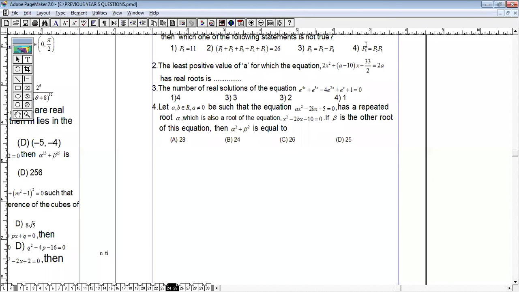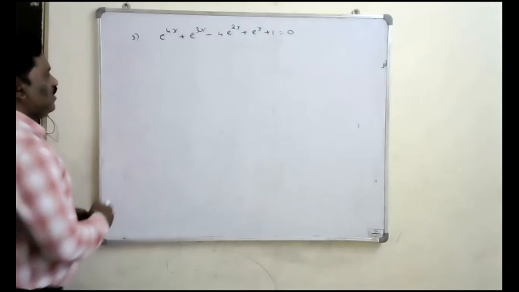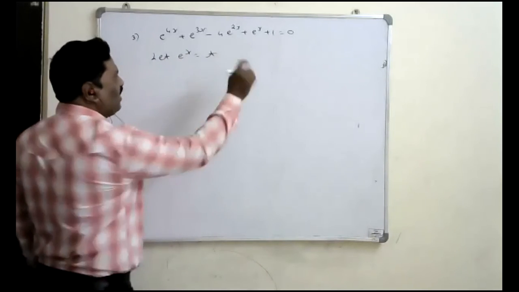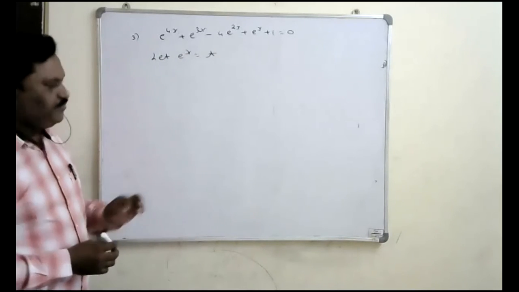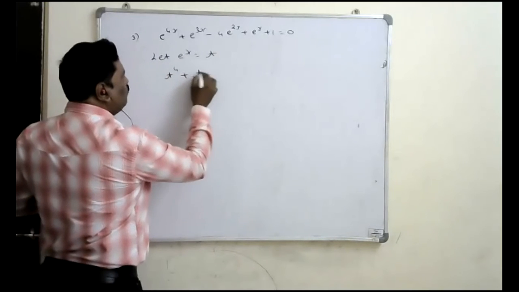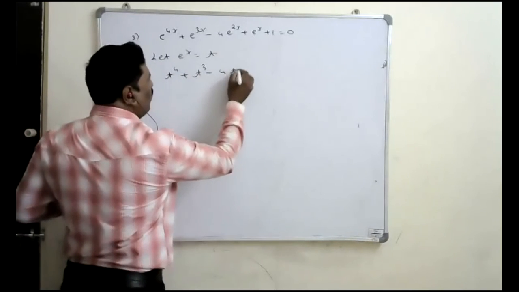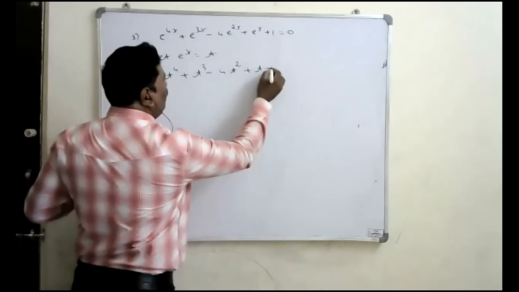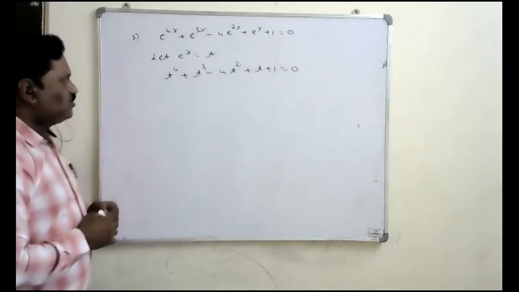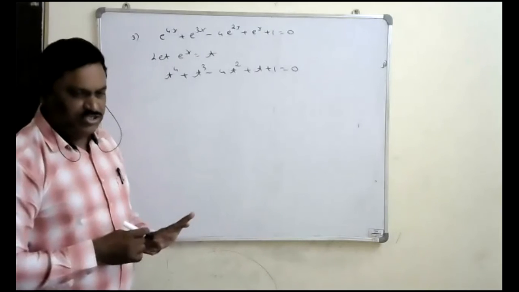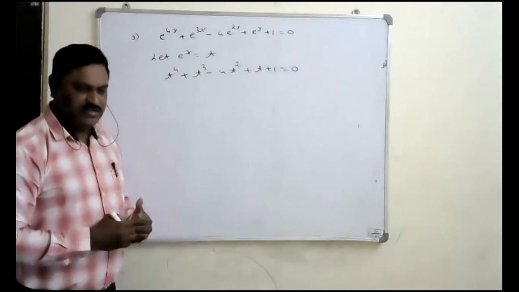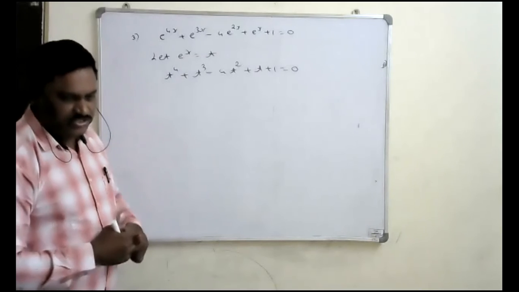Let's observe this. Here I will take another variable, let e power x equal to t. Then this becomes t power 4 plus t cube minus 4t square plus t plus 1 is equal to 0. Okay, the equation becomes like that. Since the degree is 4, it is not a quadratic equation, it is a biquadratic equation. How to solve the biquadratic equation?